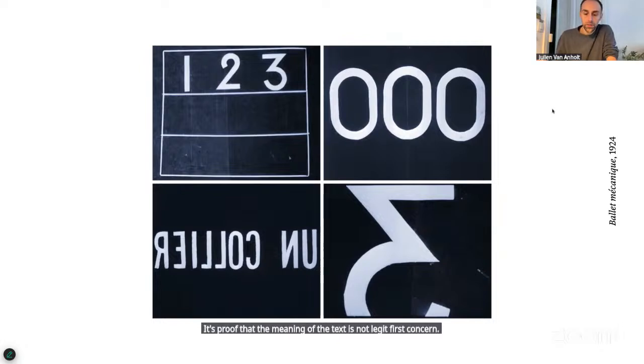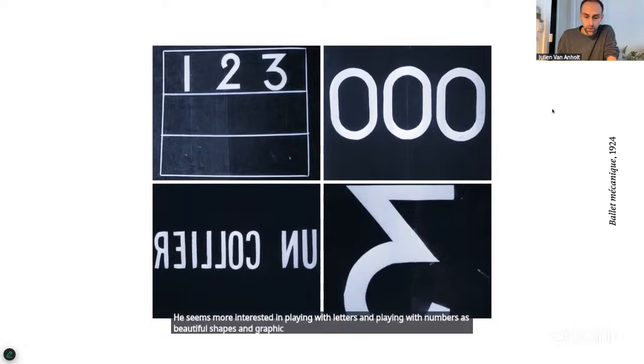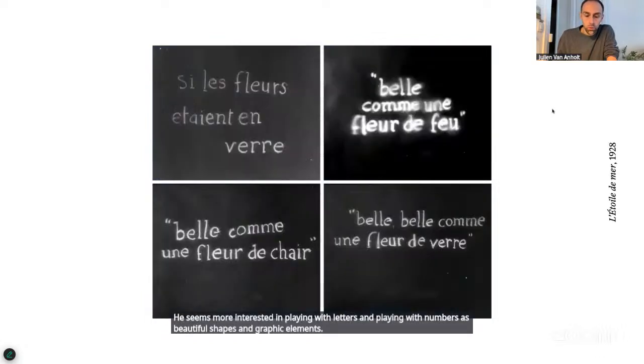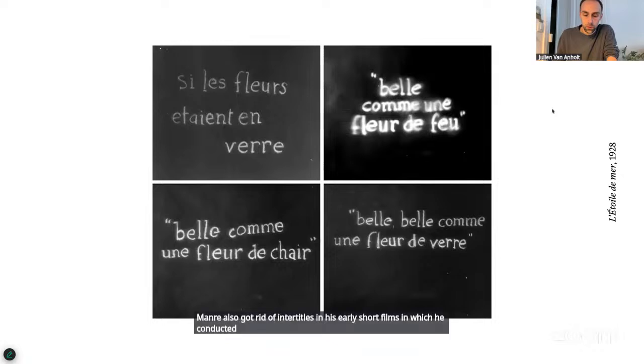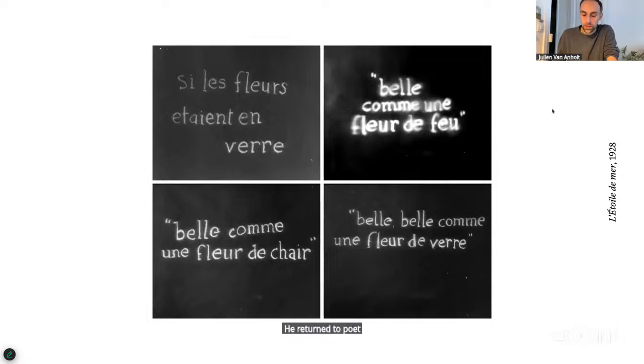He seems more interested in playing with letters and playing with numbers as beautiful shapes and graphic elements. Man Ray also got rid of intertitles in his early short films, in which he conducted visual experiments. In L'Étoile de Mer, he returned to poetry with a visual translation of a poem by Robert Desnos.